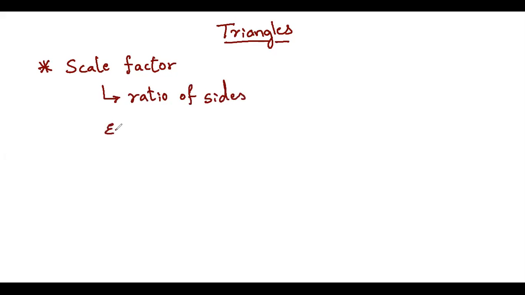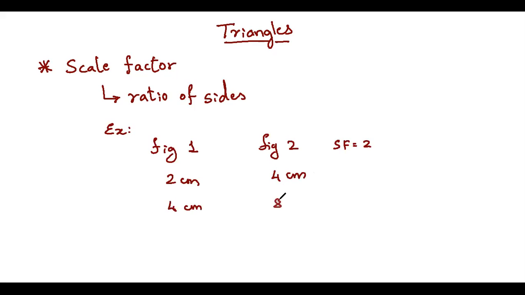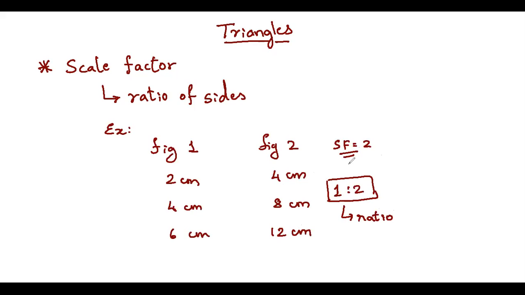Here I'll again give you an example. If figure 1 is 2 centimeter and figure 2 is 4 centimeter, what is the scale factor? The scale factor is 2 times. That means if this is 4 centimeter, it should become 8 centimeter. If this is 6 centimeter, then this is 12 centimeter. That means the figures or polygons are in the ratio 1 is to 2, or we can say the scale factor is 2.